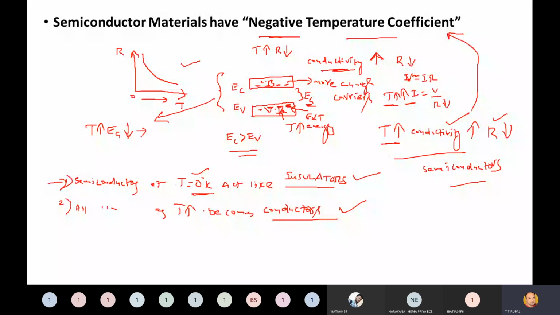Okay, so there comes a GATE question here. As temperature increases, third point, the energy gap decreases in semiconductors, isn't it? Because we are learning about semiconductors. So as temperature is increased, the energy gap decreases, and it decreases differently for both germanium and silicon.